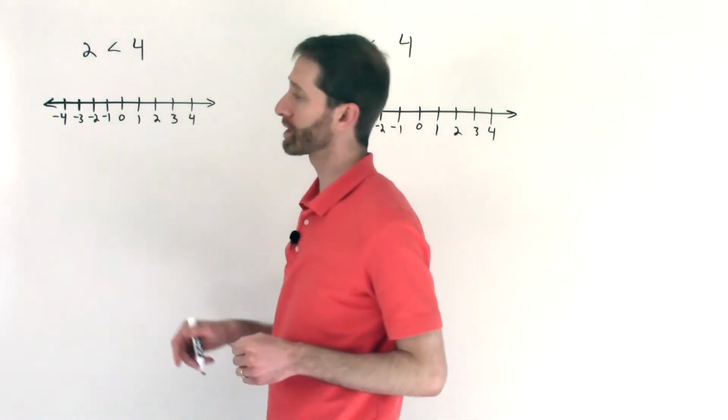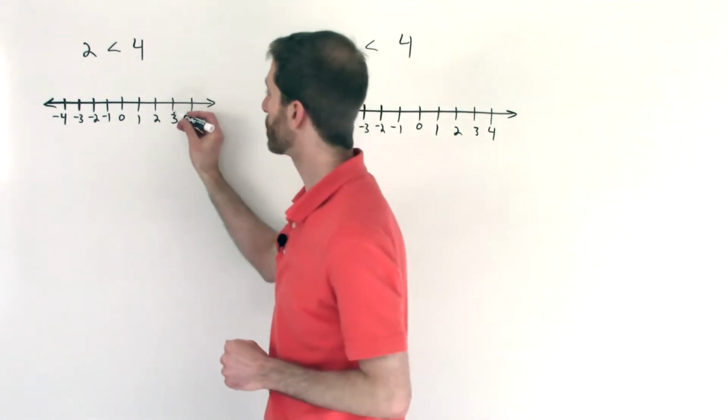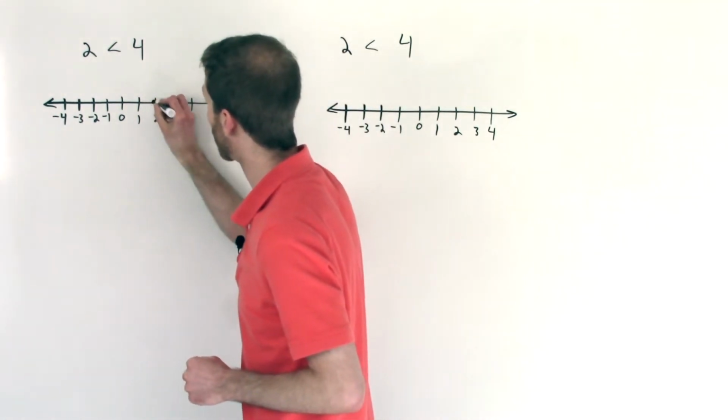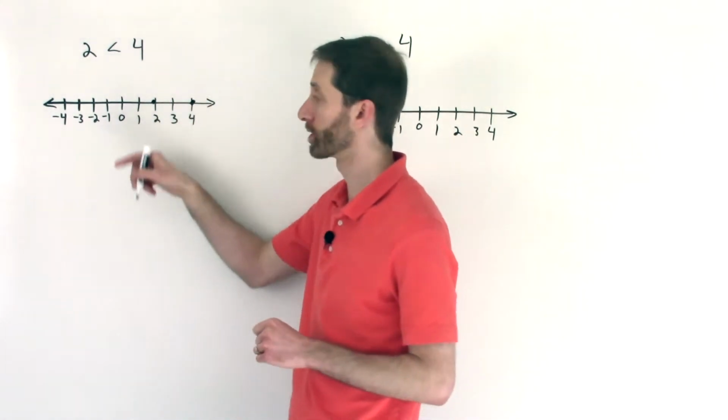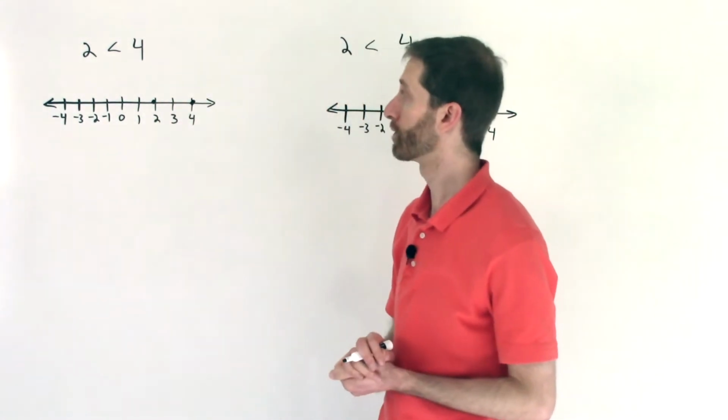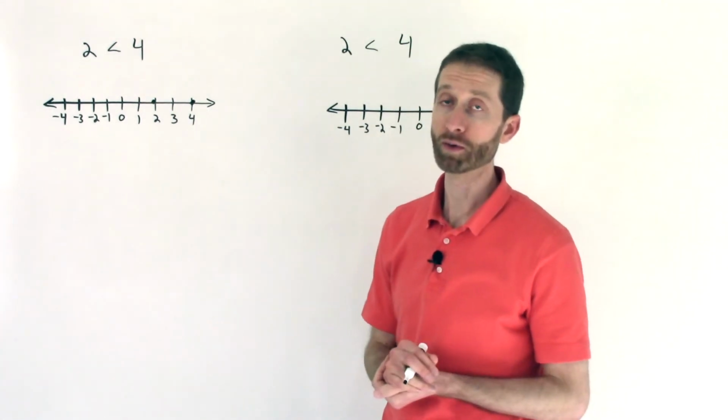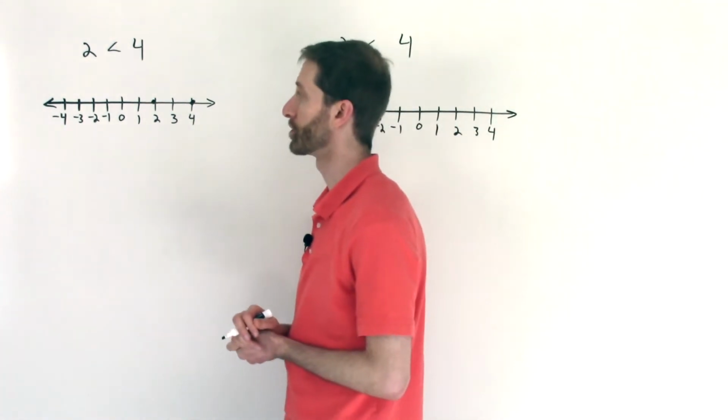So 2 is less than 4. We know that because 2 is closer to 0 on the right-hand side of the number line than 4 is, right? 2 is 2 away and 4 is 4 away. So 2 is less than 4, or 4 is greater than 2. Two different ways of looking at the same situation.